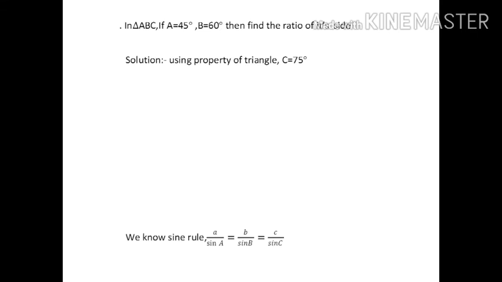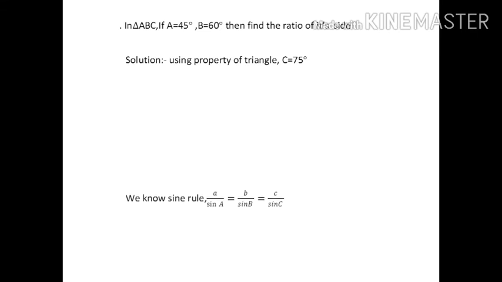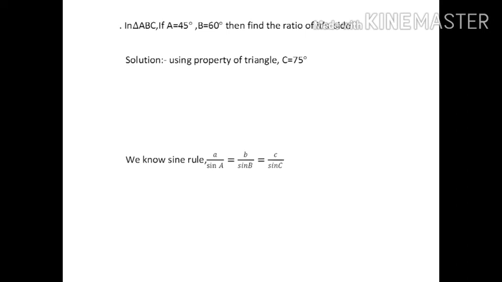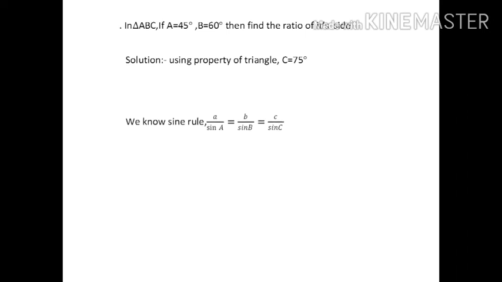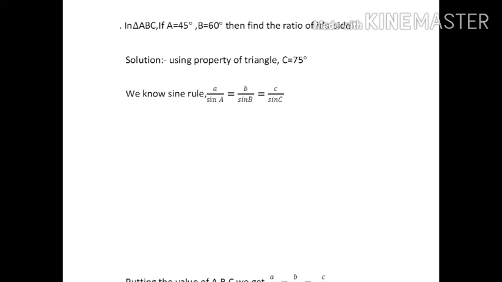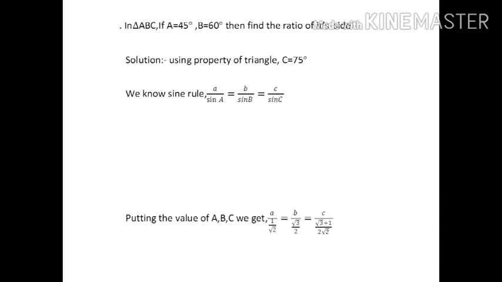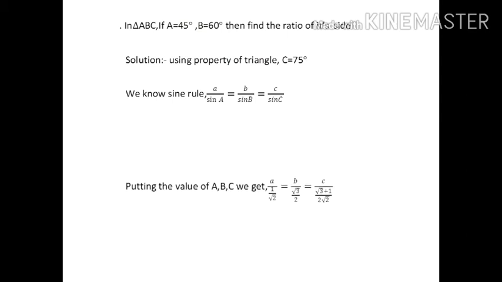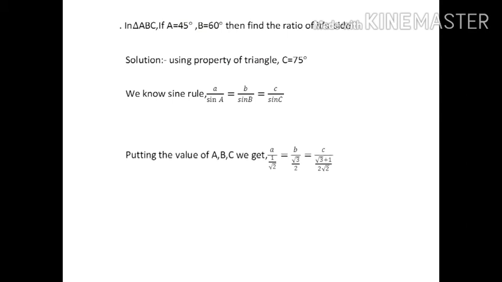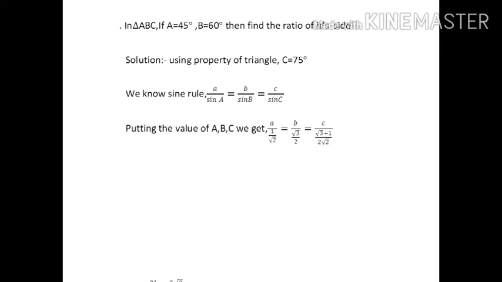Now we will see the examples. In triangle ABC, if A is equal to 45 degree, B is equal to 60 degree, then find the ratio of its sides. Solution: using the property of triangle, we know the sum of the measures of the angles is equal to 180 degree. Therefore using this, angle C is equal to 75 degree.